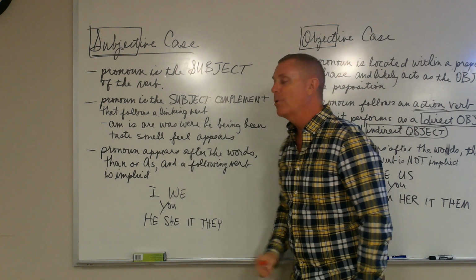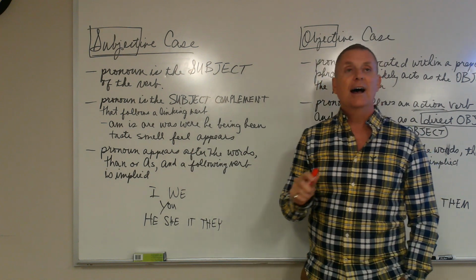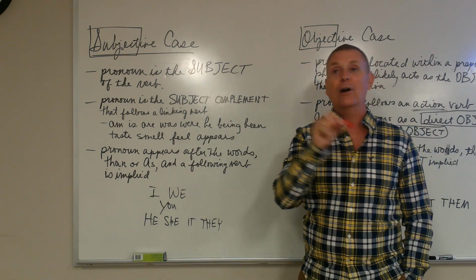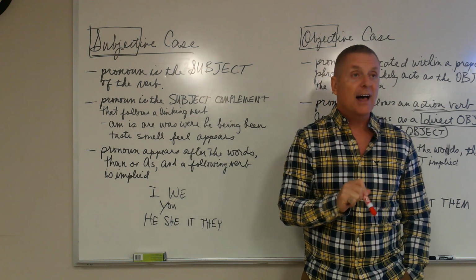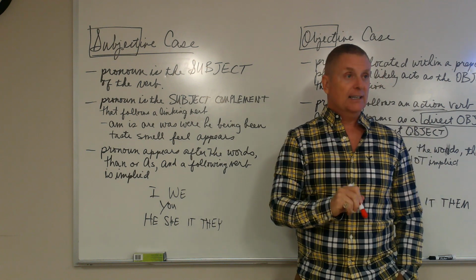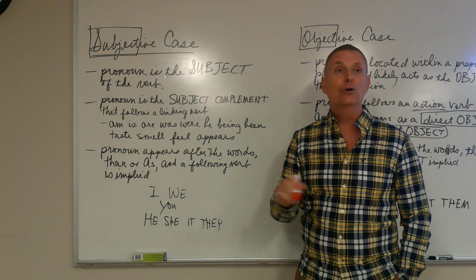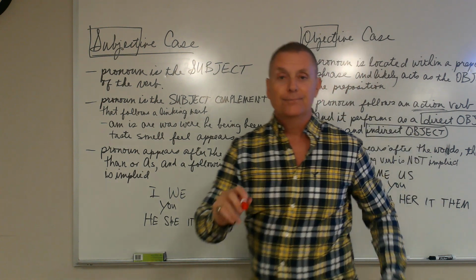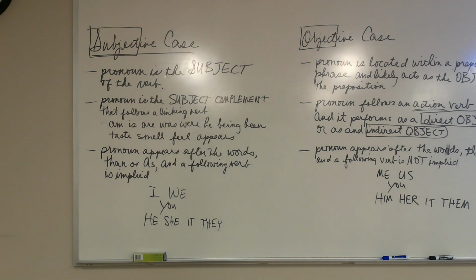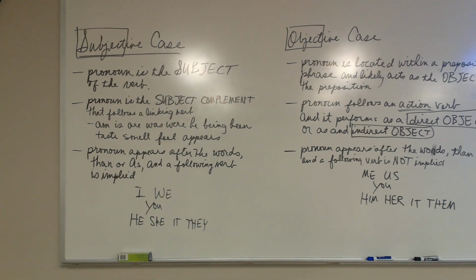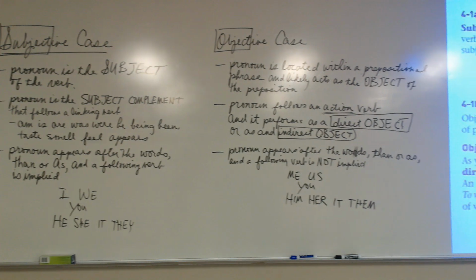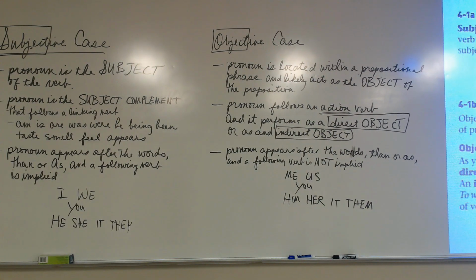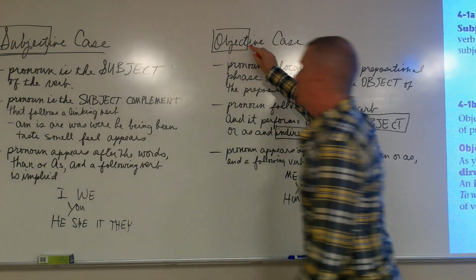And then finally, if the pronoun appears after the words than or as and a following verb is implied, use a subjective case pronoun: I, we, you, he, she, it, they. Okay, then the objective case pronouns: me, us, you, him, her, it, them.